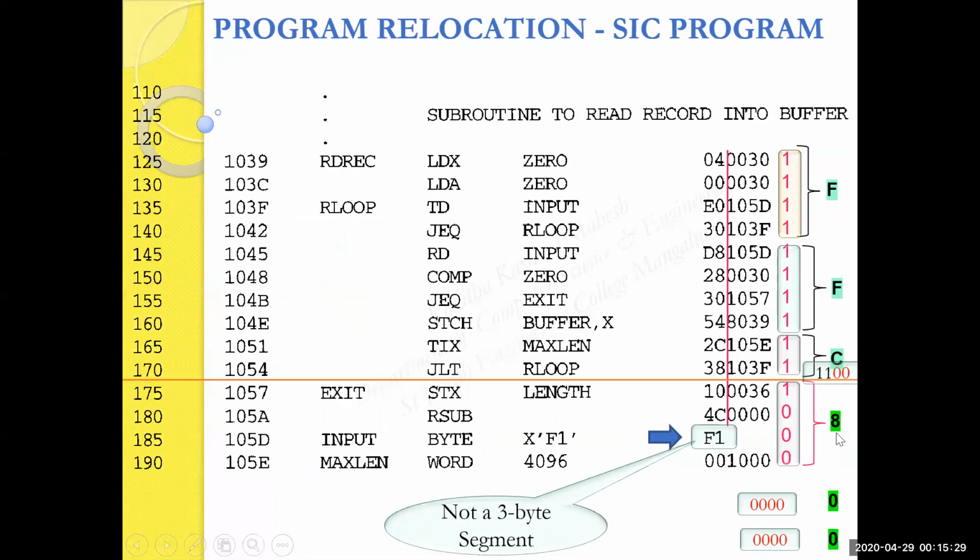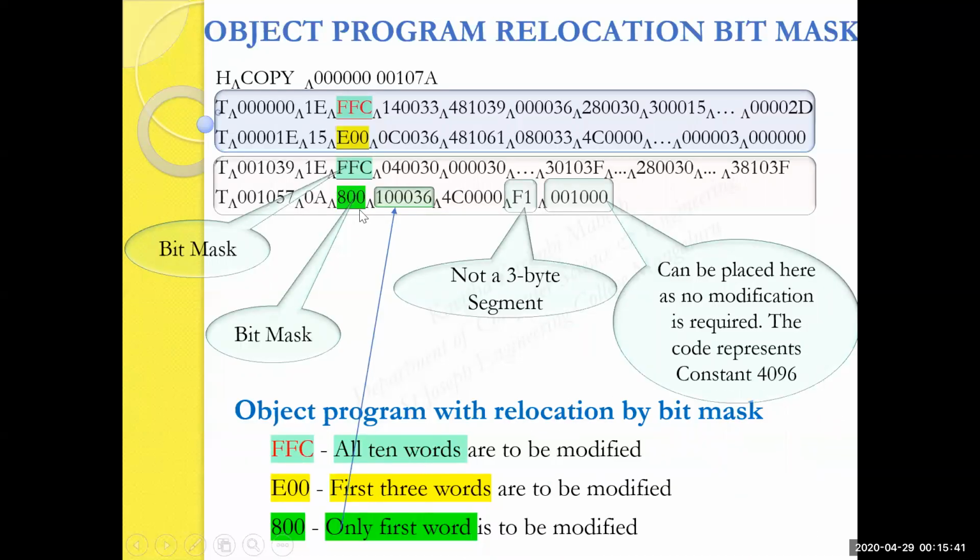Only the relocation bits are available for the first four. We don't have the rest of the instructions, so the relocation bits corresponding to them are cleared to zeros. So the bit mask is 800. Note, we have to stop at this point because this is not a 3-byte segment. We can write this here because this doesn't require modification.